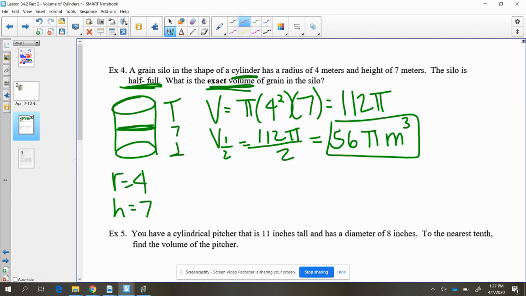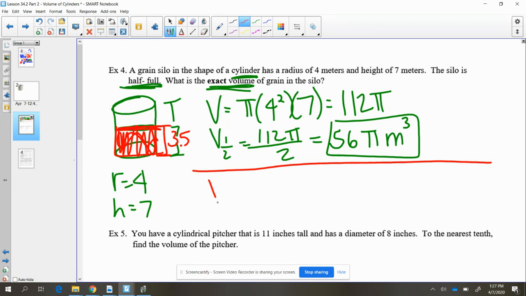Now, another way of thinking about this problem, because we're all about options here, is instead of dividing by 2 at the end, start by cutting your height in half, because really we're only filling up halfway. So we're more so looking for the volume of a cylinder with half of this height.